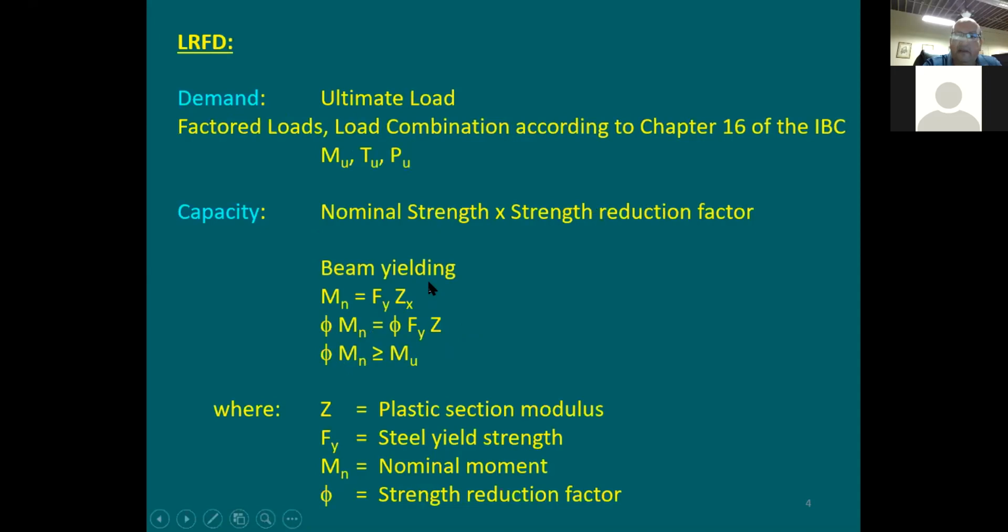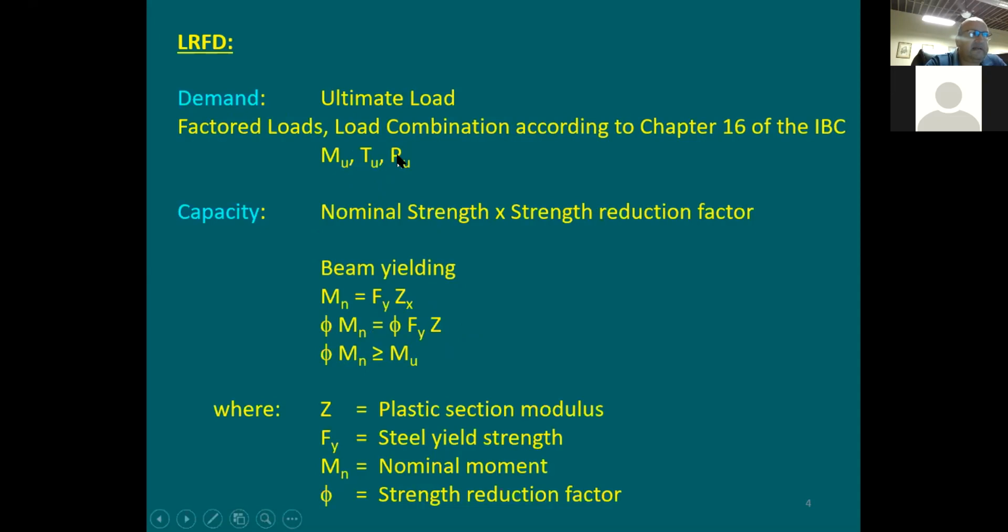Now, how about LRFD? What happens here in LRFD? So in LRFD, the loads are not going to be just the loads as they happen. It's not going to be the service loads. They're going to be factored loads. And in this case, it's going to be called M sub U, which means ultimate load, ultimate moment.